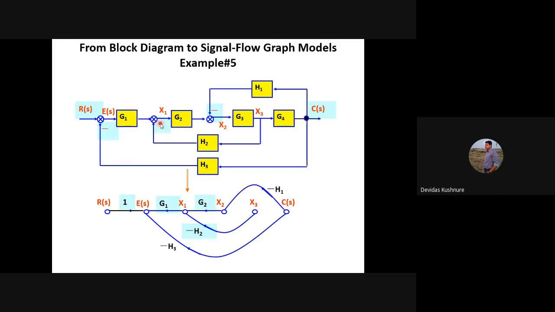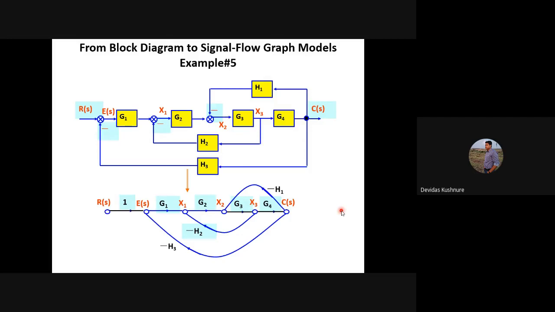So you can see X2 has 2 signals. One is coming from C(s). It has negative feedback, a negative signal, so minus H1, and from X1 to X2 we have G2. Fine. So again we can connect X2 to X3. We have only one signal. It has gain equal to G3. From X3 to C(s), we have gain G4.